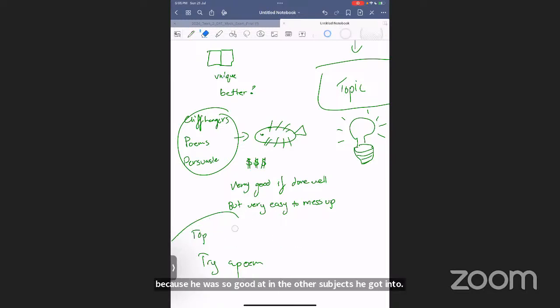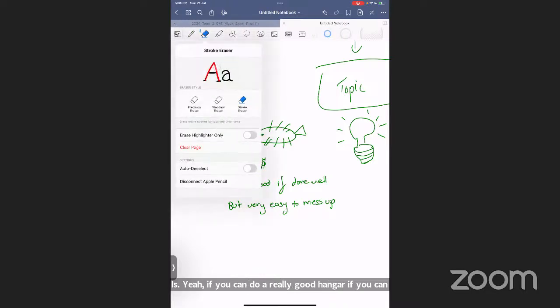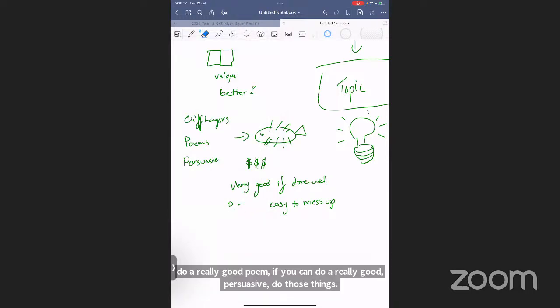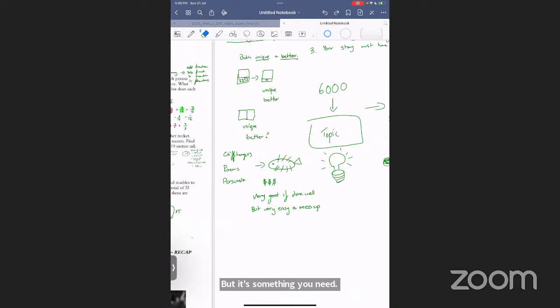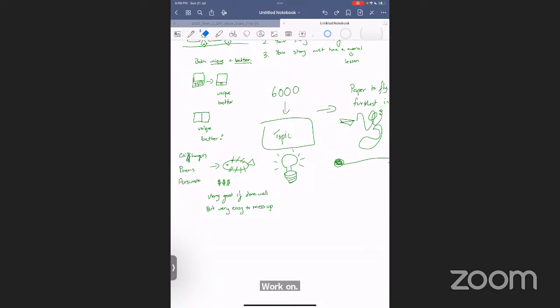So what I'm trying to say is, if you can do a really good cliffhanger, a really good poem, or a really good persuasive piece, do those things. But it's something you need to work on and become good at. It's not something most kids will be good at straight away.